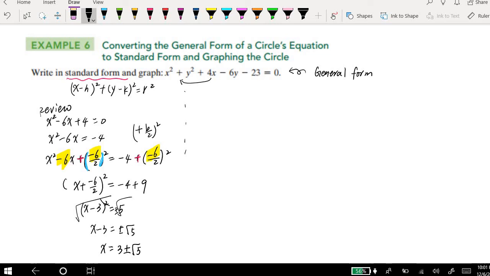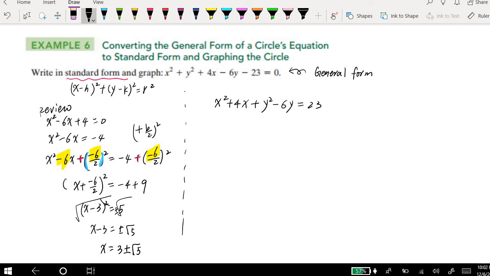So here we have our question. Our question is x squared plus y squared plus 4x minus 6y minus 23 equals 0. Let's go ahead and take a look. What we're going to do is rewrite it first. I'm going to rewrite it as x squared plus 4x plus y squared minus 6y equal to 23.